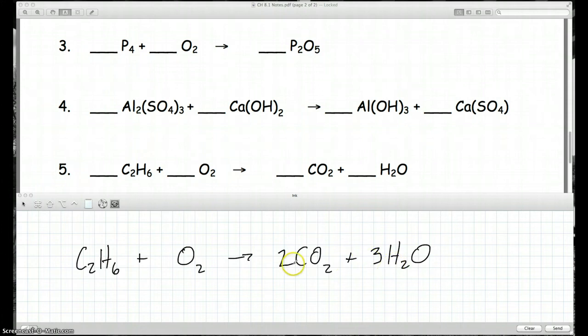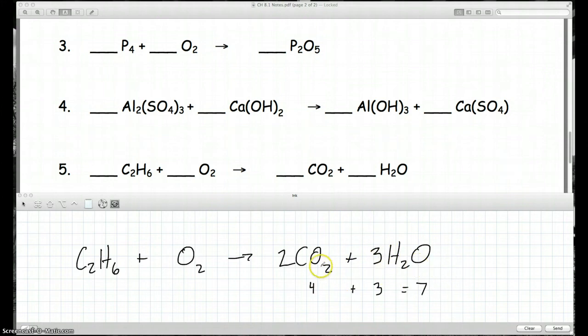The tricky part of the number 5 has to do with the oxygens. On the left, I have two oxygens. On the right, what you want to do is add up all the oxygens. So think about it. I got 2 times 2, so I got 4 oxygens here, plus 3, and there's a little 1 there after the oxygen. We know it's there. It's not written, but we know it's there. So 3 times 1, I get 3 oxygens. So 4 plus 3, I have a total of 7 oxygens on the right side over here.